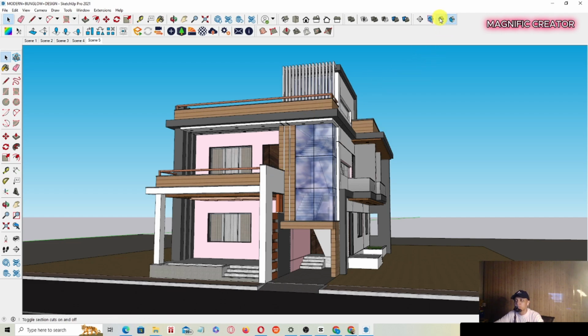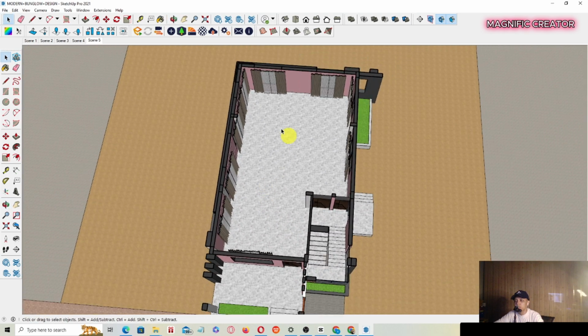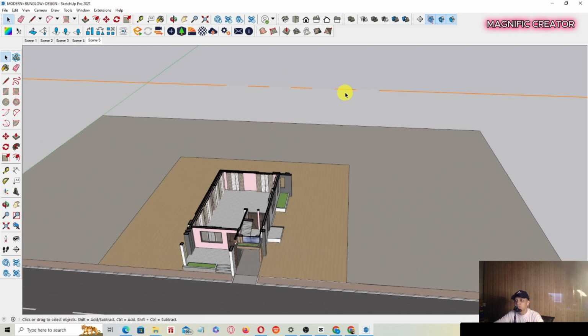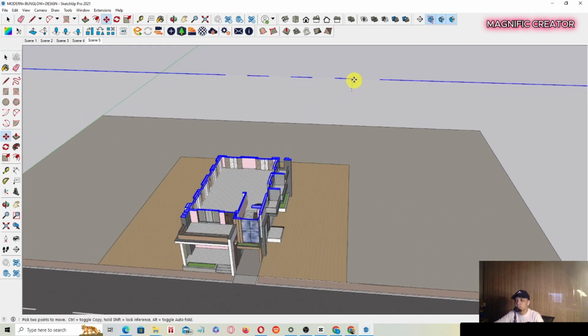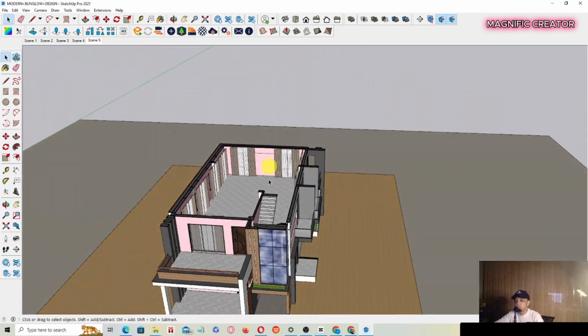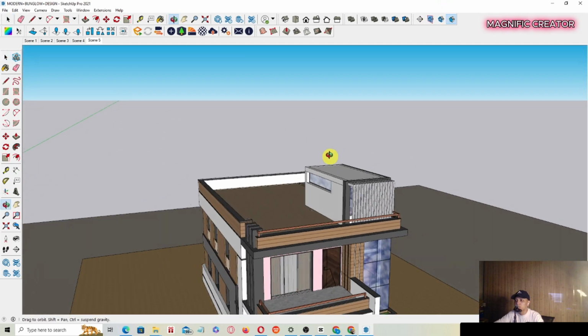So we can see the inside. Anyway, this inside is only empty space because it concentrates on the exterior only anyway. So we can see more of the upper floor over there, and it has an empty floor also, and then we can see the rooftop.